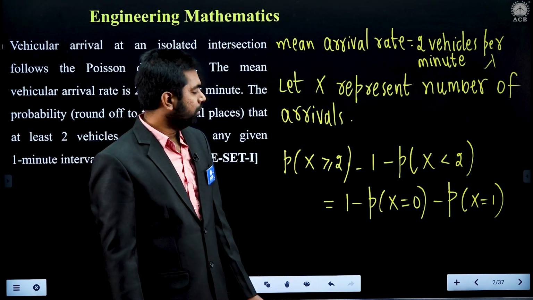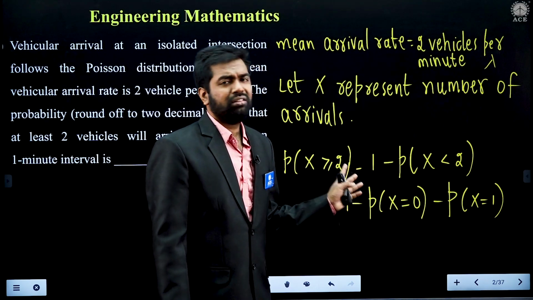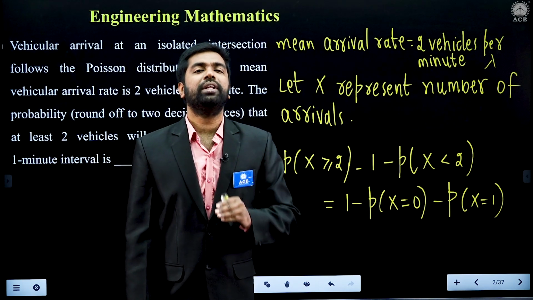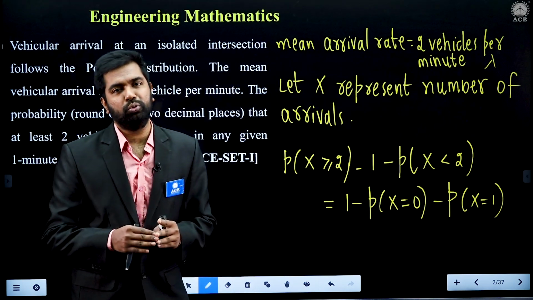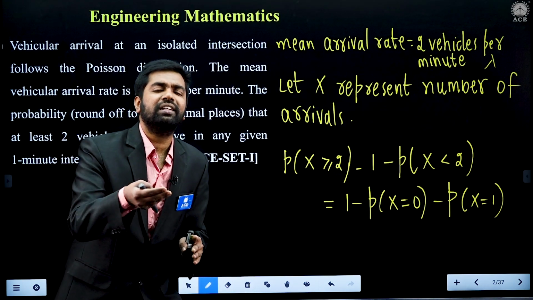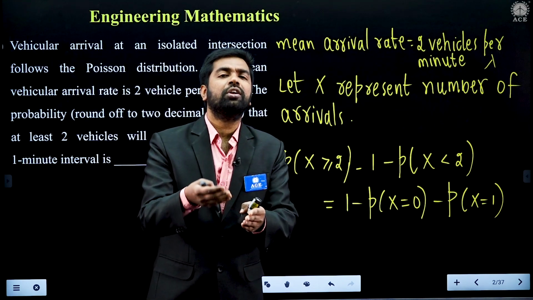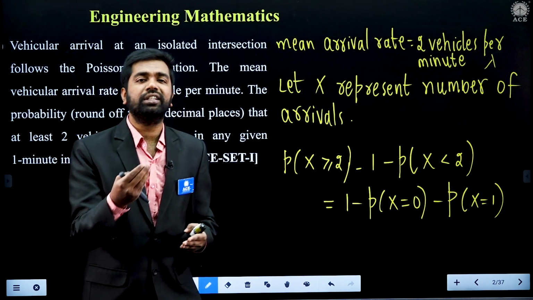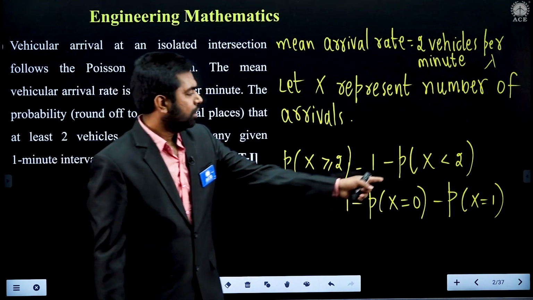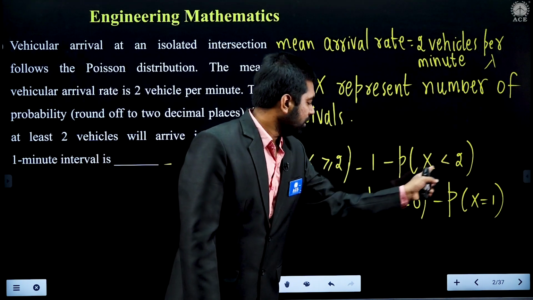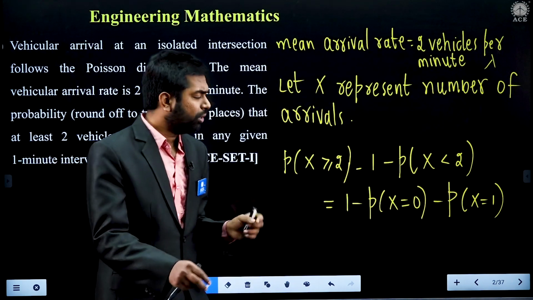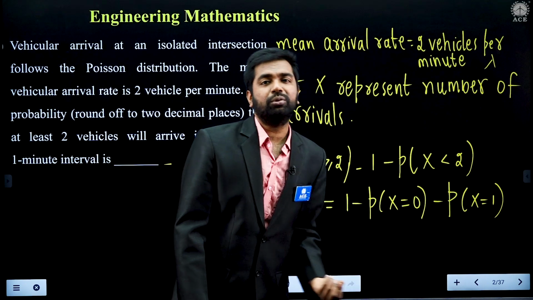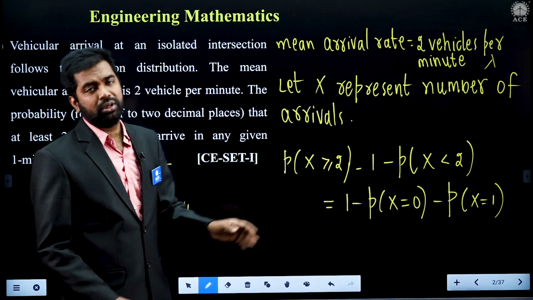What do you mean by complement rule? You can say this particular probability is same as 1 minus probability that x is less than 2. Now when you say probability that x is less than 2, you are supposed to cover probability that x equal to 0, probability that x equal to 1. So this is very easy to find. That's what is written here. If you can substitute probability that x equal to 0 and probability that x equal to 1, we are done with this question. So let's look at that.